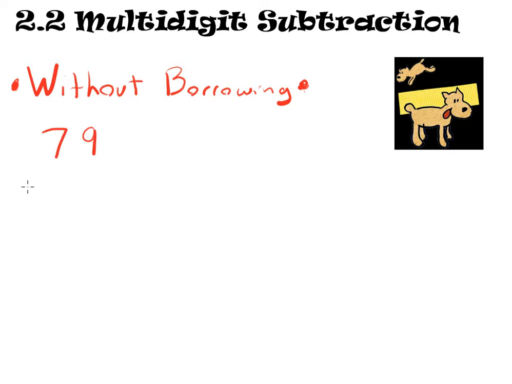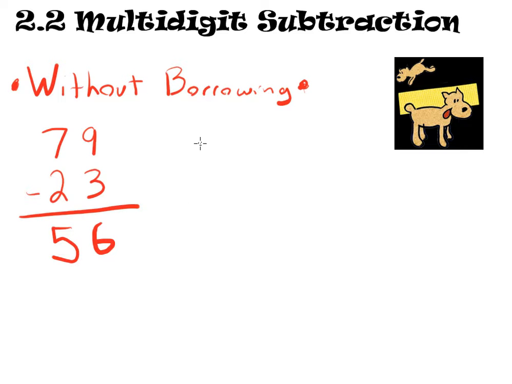79 minus 23. When we're looking at this problem, just the same as with adding multi-digit, with subtracting multi-digit we still start in that ones column. So we'll start with 9 minus 3. 9 minus 3 gives us 6. And then we go to our tens column. 7 minus 2 gives us 5. So our answer to 79 minus 23 would be 56.